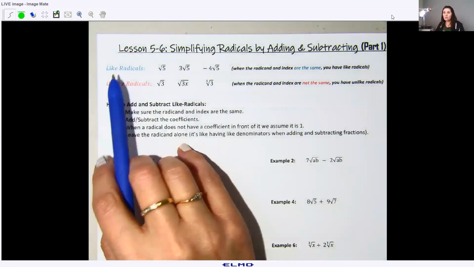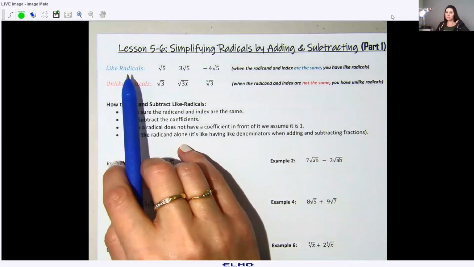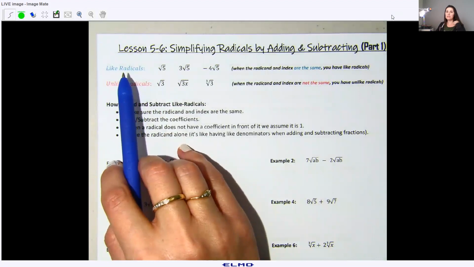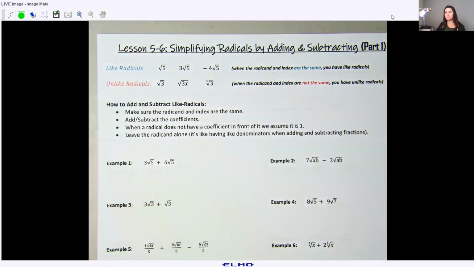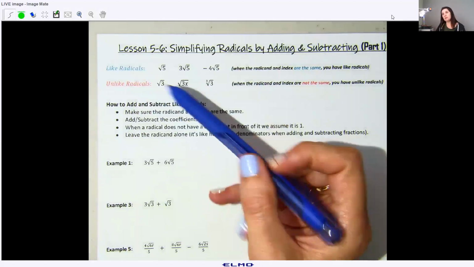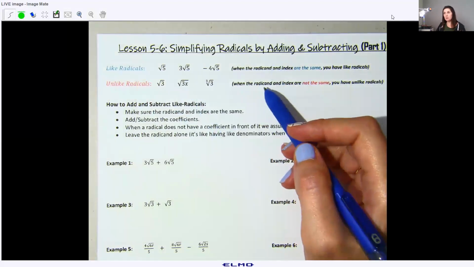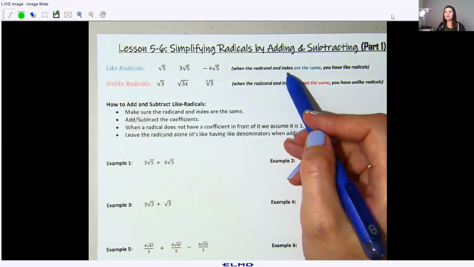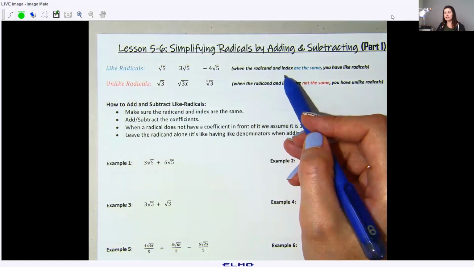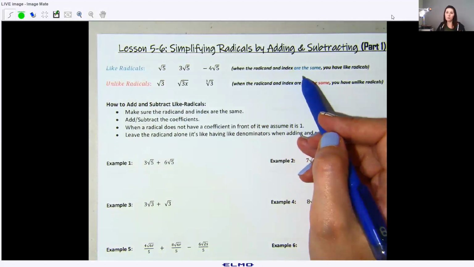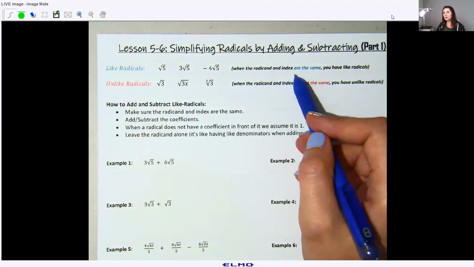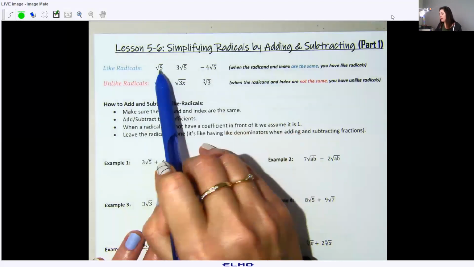Okay, like radicals are just like terms. If you think back to the beginning of the year when we were combining like terms, they had to have the same variable and that variable had to be raised to the same exponent in order for us to add up those coefficients. Like radicals are the same, except instead of the exponent, it's the index, and instead of the variable, it is the term that's inside the radical, the radicand. So like radicals have to have the same index and the same radicand.